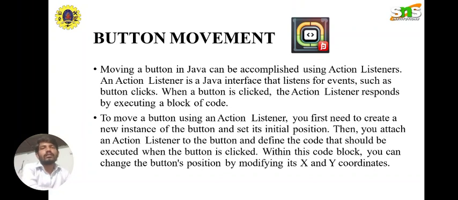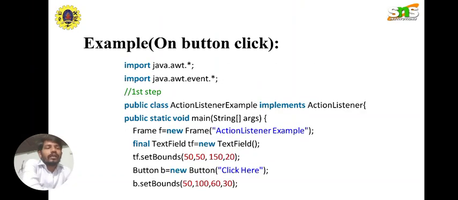Example code for button movement. In this Java program, we import java.awt, the Abstract Window Toolkit, and the event package, so we can implement the event. First step, we implement the ActionListener. Next, we set up the different properties: which size, which bounds values, which button values, and which colors you are going to use.